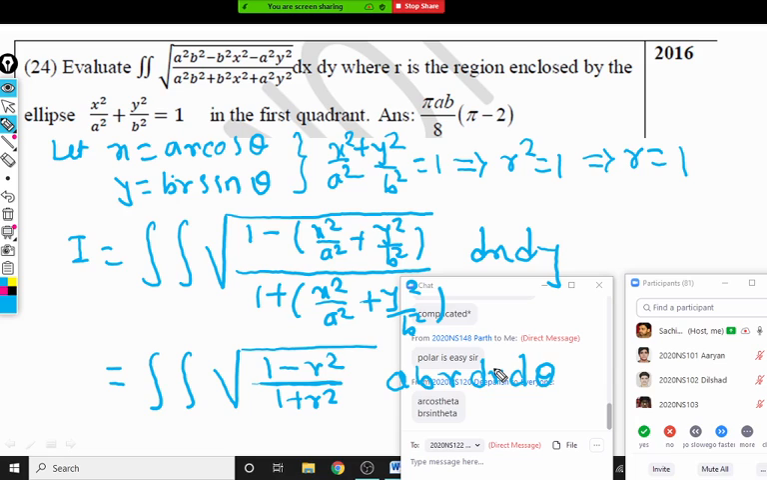What about the limits of r and theta? 0 to 1 and 0 to pi by 2. Correct. Again, the first quadrant is there, so it is 0 to 1 and 0 to pi by 2. That is one. Now the task is only to integrate this.